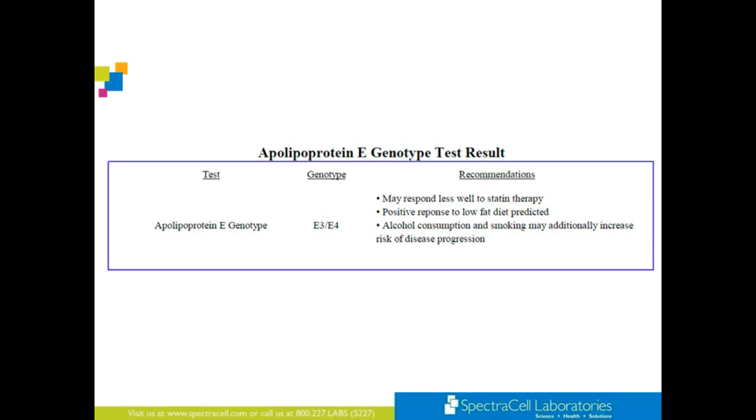Well, once again, this is where the apolipoprotein E genotype testing comes into play. If it was an individual that had this E3, E4, you can see here that they do not necessarily respond well to statin therapies, whether it is red yeast rice or a prescription statin. But once again, they do have a good response to a low-fat diet. So this is a situation where we get them to exercise, we get them on a low-fat diet, and their cholesterol and other cardiovascular monitors come down.